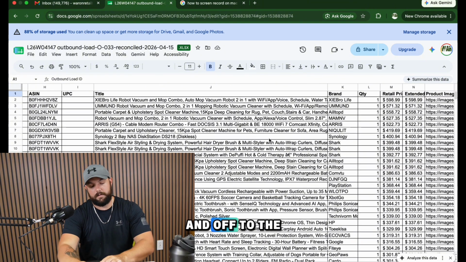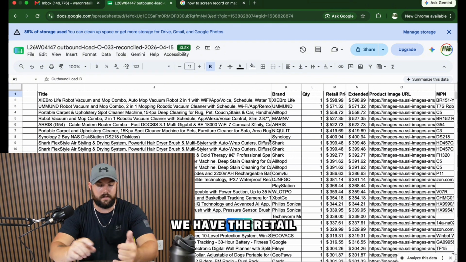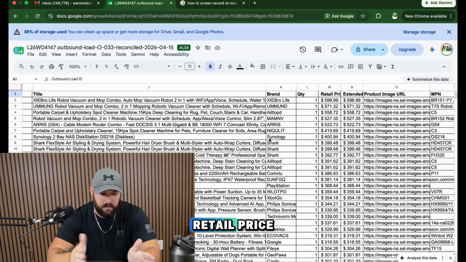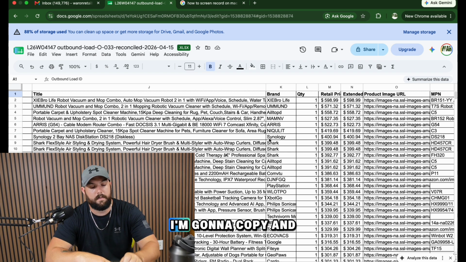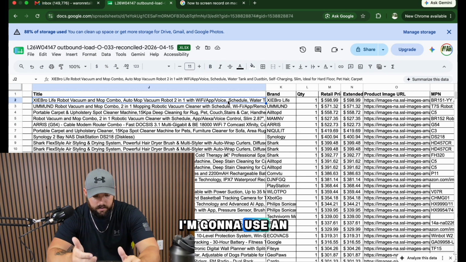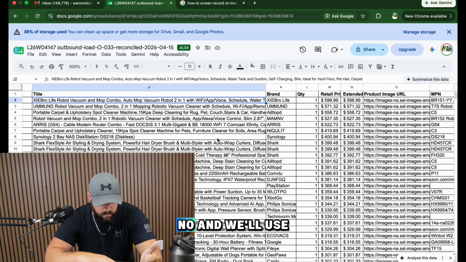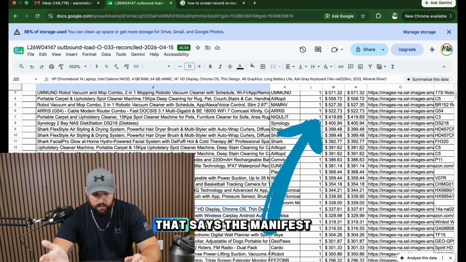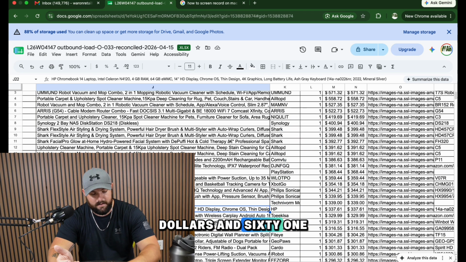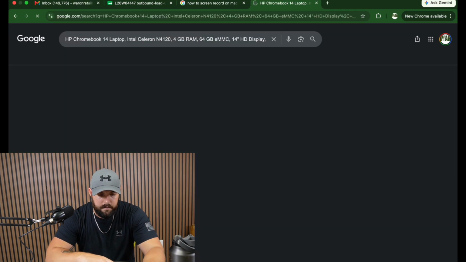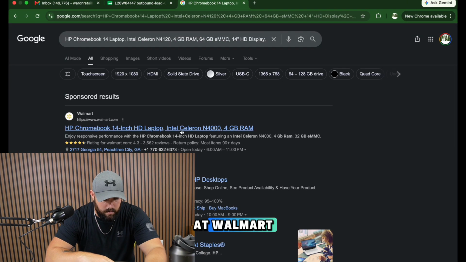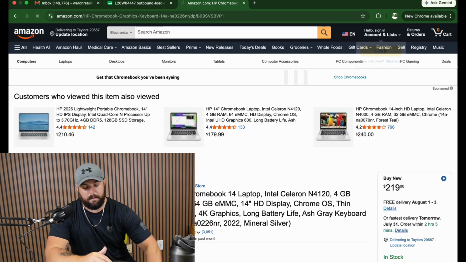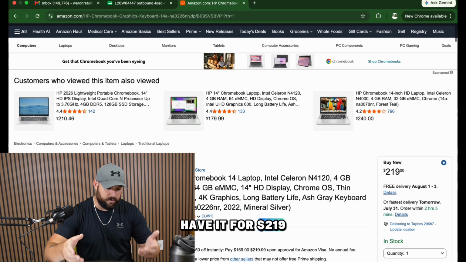Off to the right, I'm going to scroll over. We have the retail price, the title, and the quantity, and what we're looking at today is the retail price. I'm going to use an item that we all know, this HP Chromebook 14 laptop Intel. The manifest says it retails for $337.61. I'm going to copy and paste, and it's here at Walmart and here on Amazon. We'll go with the Amazon one since it's an Amazon manifest, and here we have it for $219.